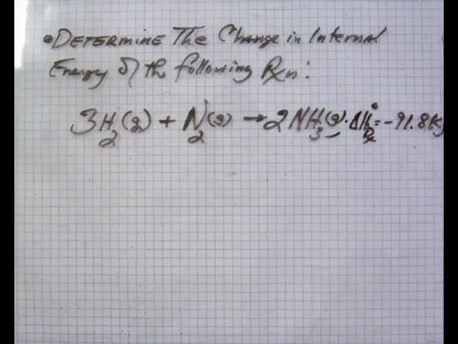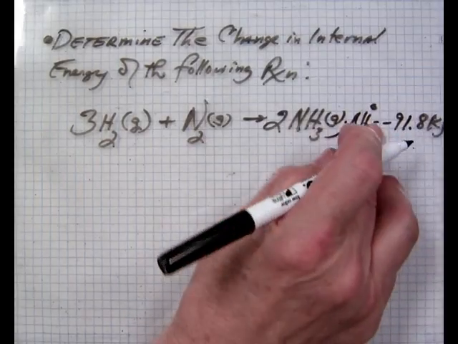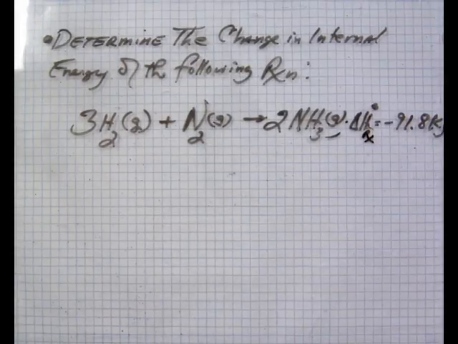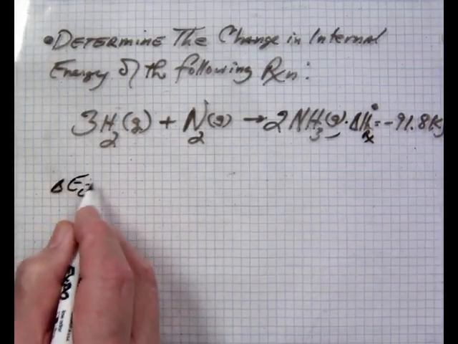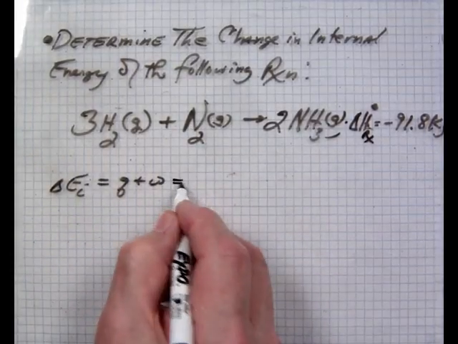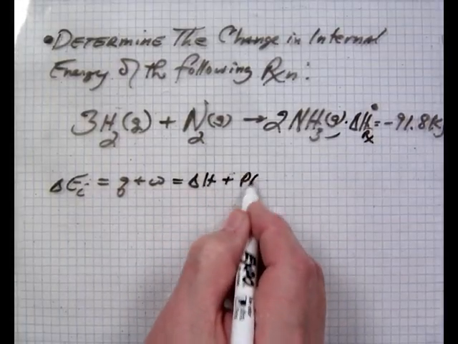Now, determine the change in internal energy of the following reaction. This is the ammonia synthesis that we just saw, and we identified it as an open system anyway. At the end of this, you will have the delta H number attached sometimes. If you don't, we'll get to that in a minute. Hess's law has to be applied. The total internal energy is Q plus W, which is equal to delta H plus P delta V.